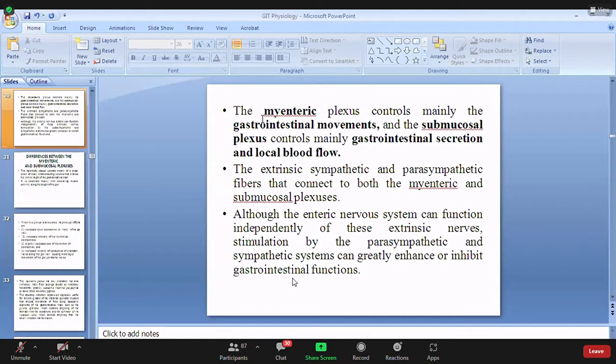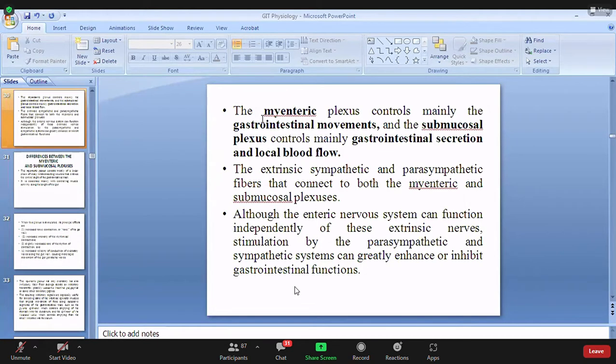What have I mentioned regarding myenteric and Meissner's plexus? Myenteric plexus mainly controls gastrointestinal movement, and the submucosal plexus controls secretion. What is the other name of the submucosal plexus? Meissner's plexus. And where does the myenteric plexus lie?